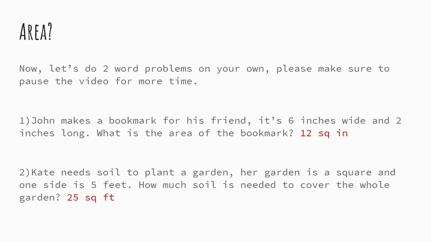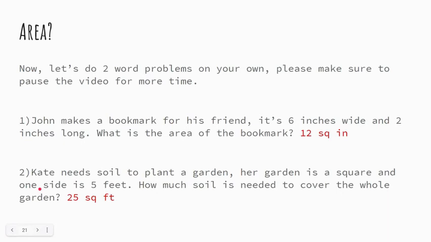Okay, let's see. John makes a bookmark for his friend. It's 6 inches wide and 2 inches long. What is the area of the bookmark? So, as you may have figured out, this is a rectangle. It's 6 and 2. So you multiply 6 times 2, which is 12. You always put square before the measurement, and the measurement is inches. I just abbreviated it.